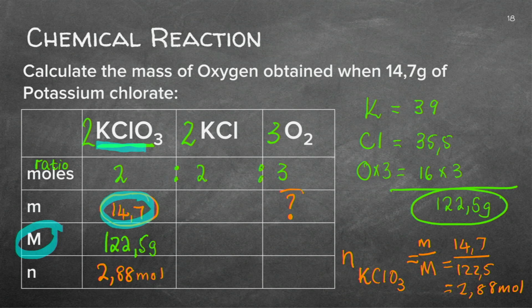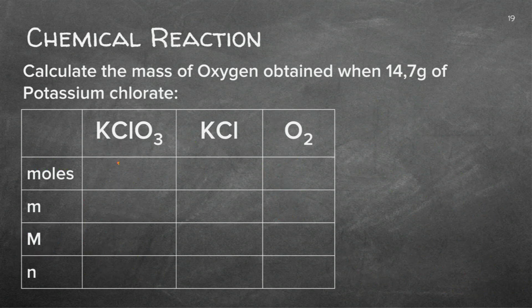They asked me that mass. So I can now say, if I had 2 moles of this, I would get 3 moles of that. But I didn't have 2. I had a little bit more. I had 2.88. So let's do that calculation. I've got 2 of this, ratio 2 to 3. I now know the 14.7 represents 2.88 mole. Do you see that? I want to know that mass.